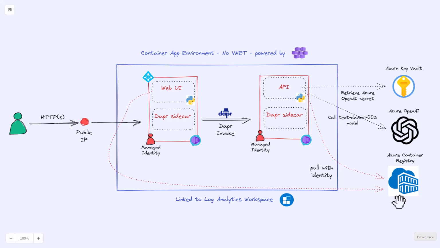to authenticate to it. The application is also using Dapr because the web UI is going to make a call to our API here that is using the Dapr invoke APIs. I will explain how to enable that and how that works. The API also has a managed identity. It's the same identity of the web UI.